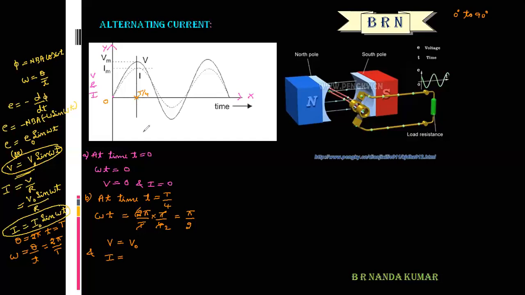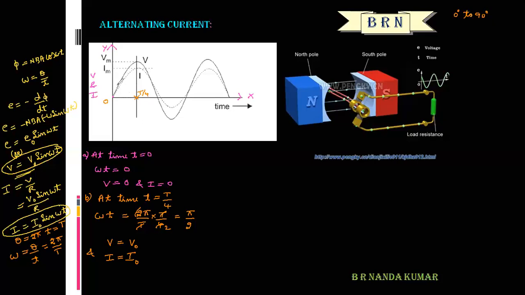At time t equal to T by 4, the current induced in the coil also becomes maximum. I is equal to I naught sine omega t. Here at time t equal to T by 4, omega t is pi by 2, and sine pi by 2 is 1. So the voltage induced in the coil is maximum at t equal to T by 4, and the current induced in the coil is also maximum at time t equal to T by 4.